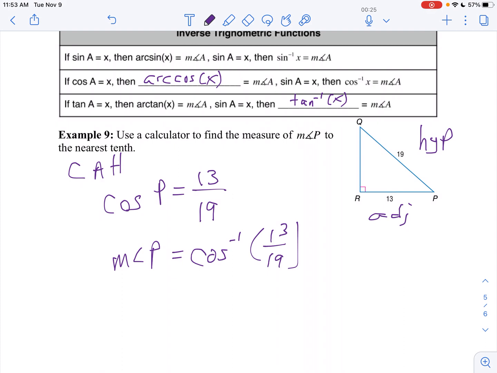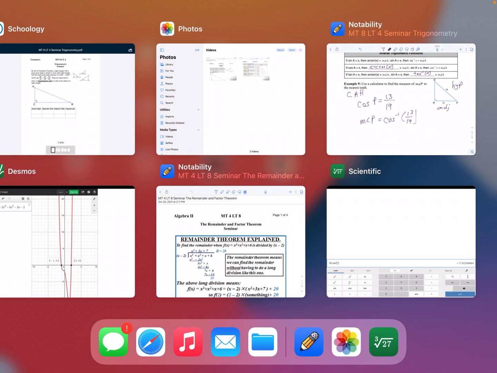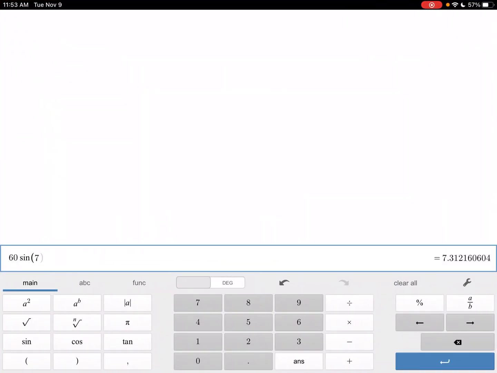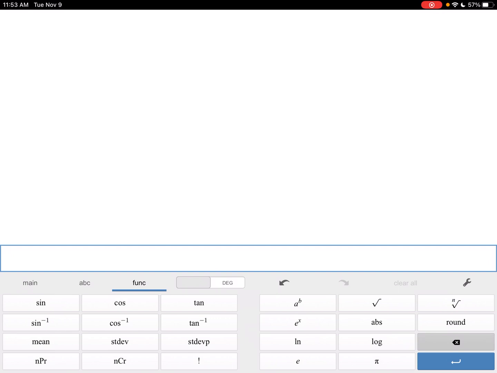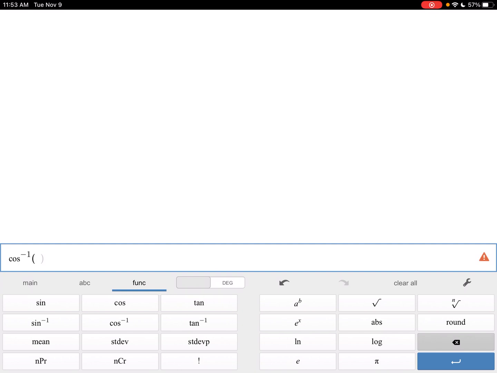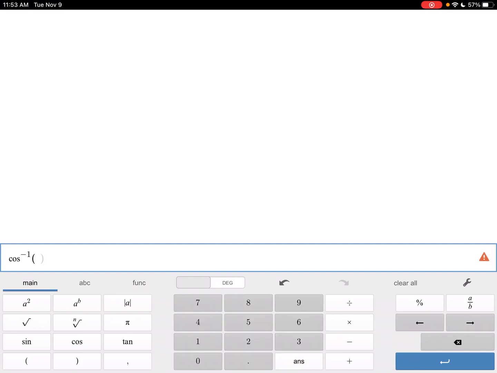Now, where's the inverse cosine on your calculator? Good question. So on my calculator, it's hidden under the function tab. So you've got to go in the top row, click on the third tab there that says function. Now do you see inverse cosine? It's cosine of the negative 1. And then I'm going to type in my ratio, which is 13 over 19.